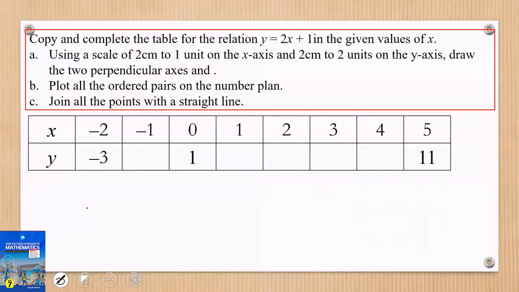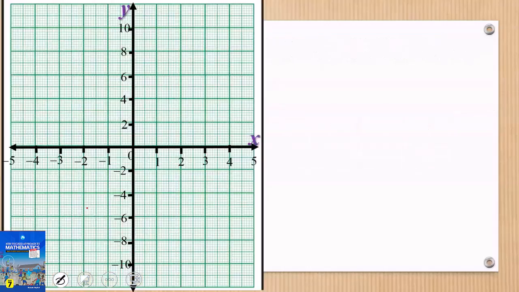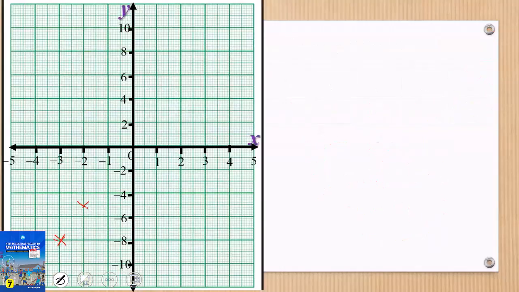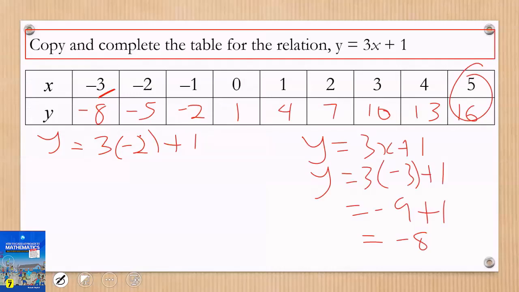Then again, I can plot 0, 1. Sorry, 0, 1 will be 0 on the x-axis, then 1 on the y-axis. Okay, so that will be somewhere here. And remember that if you want to draw a straight line, you need a minimum of 2 points. So I can even plot 2 points to just get my straight line. But in this case, you want to plot all the points. Maybe the question will ask you to plot all the points.